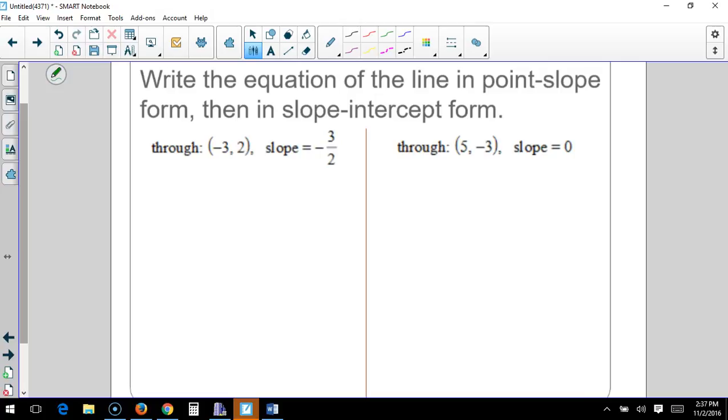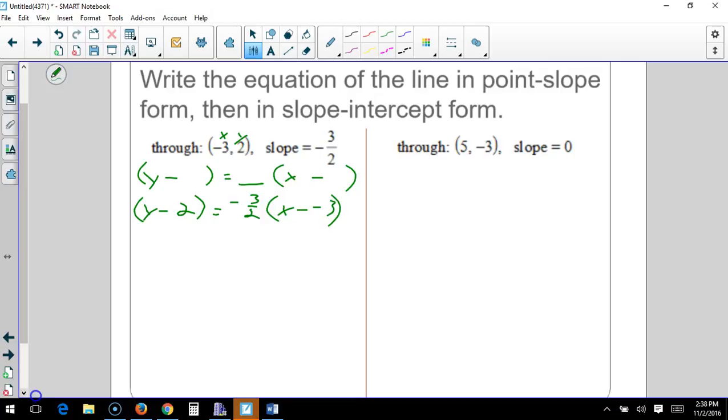So for point slope form, we'll do that one over here. Again, start off by just writing the skeleton, and then drop your stuff in. So this is my x, this is my y. Y minus 2 equals, and the slope goes here. And we put x minus, and careful, it's negative 3. And if you want to change it to x plus 3, you could. Or you can leave it like that. Either one's fine.